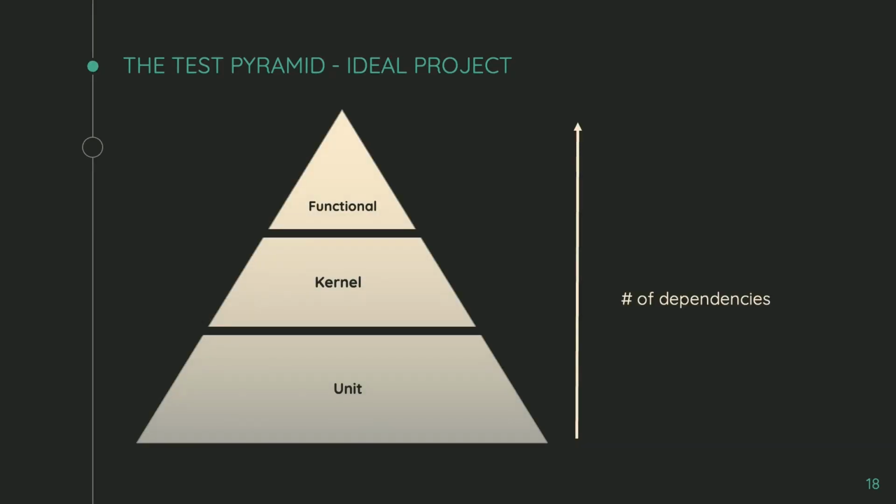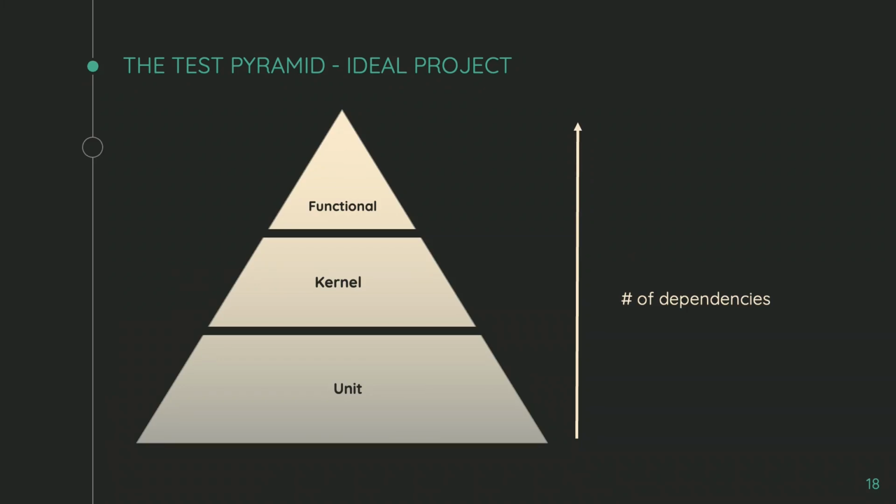In a conventional, not a Drupal project, in a conventional software project, tests are often going to be distributed like this. You're going to have a big base of small unit tests with just a couple of dependencies for each one. Then in the middle, you have a sizable amount of kernel tests, also called integration tests. And again, those have more dependencies than your unit tests. And then you're going to have your functional tests up top. And ideally, you just have a few.